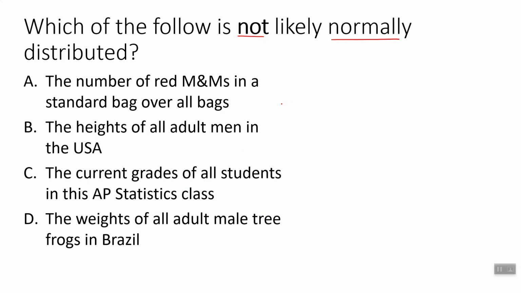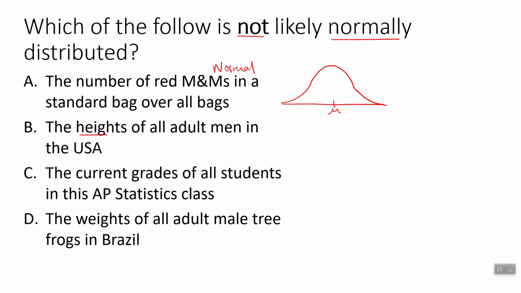All right, so if we look at A, we should have some sort of normal distribution here with some sort of mean number of reds here. And we should have most of them right around that mean. And then there'll be a few bags that have very few red and a few bags that have a lot of red. So this is likely normal.